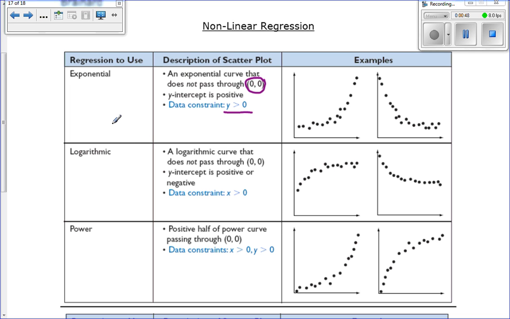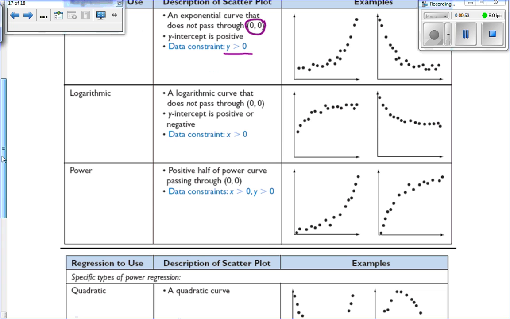We have logarithmic regression, and logarithmic can look like exponential sometimes or power regressions. But the key again here is logarithmic does not go through the point 0, 0, and the y-intercept is positive or negative, and my data constraint is that x must be greater than 0.